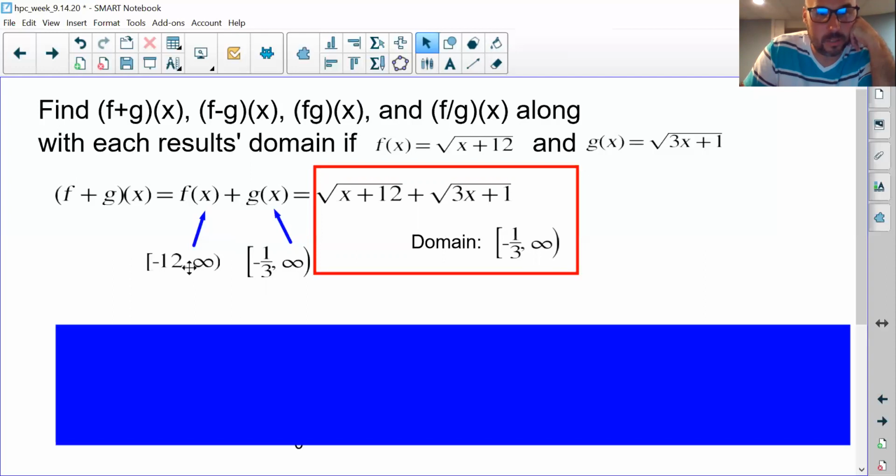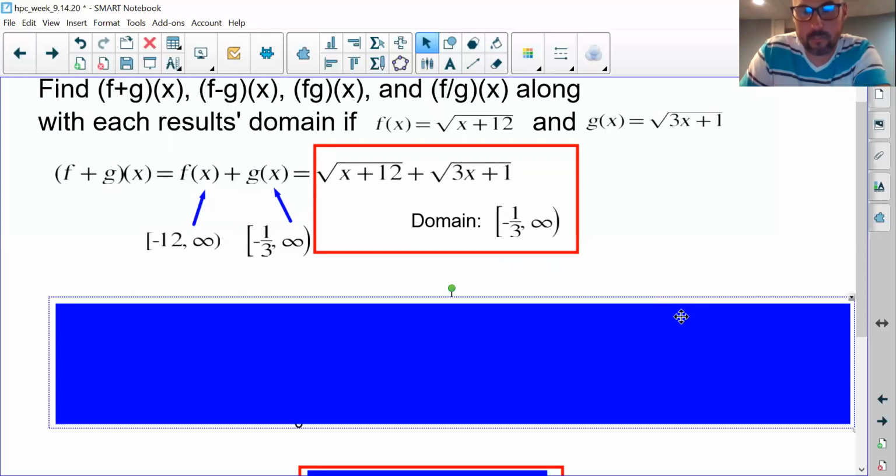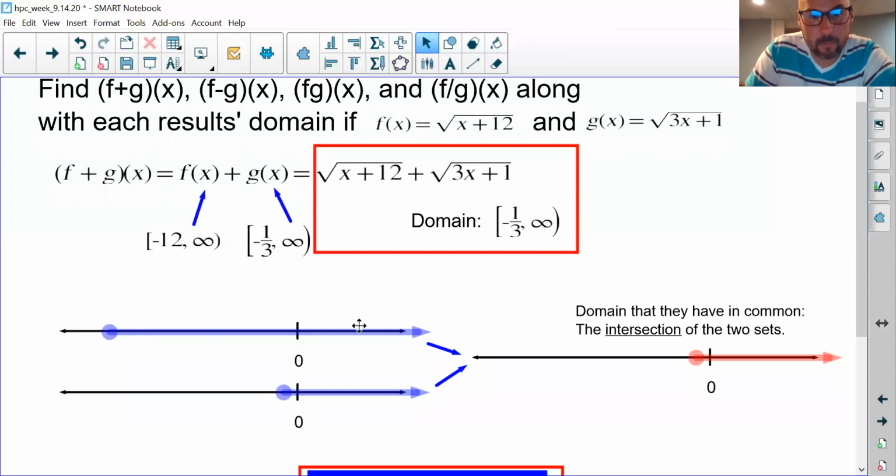How come I can't use these numbers? Because these numbers over here would create a problem for this square root. Got a little graphic. This top number line, this blue, represents the domain of f. Here's 0, so here's negative 12, and everything past negative 12. The bottom blue line is the domain of g, starting at negative 1/3 and going over. Now, what x values do both of these share? What do they both have in common? And that is this red arrow from negative 1/3 all the way to infinity.